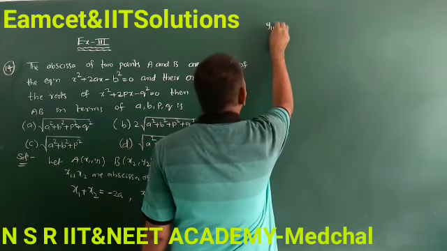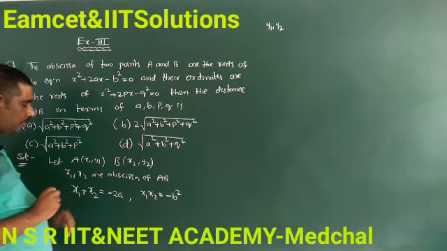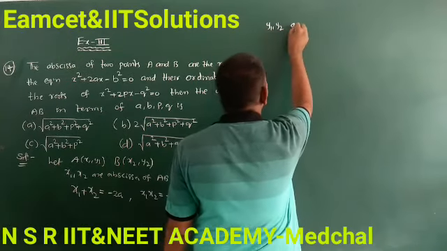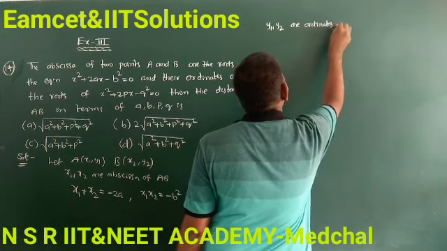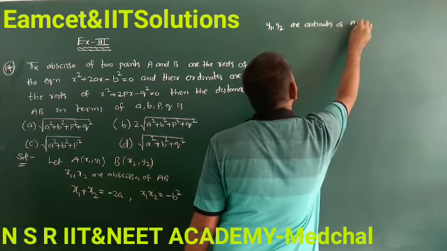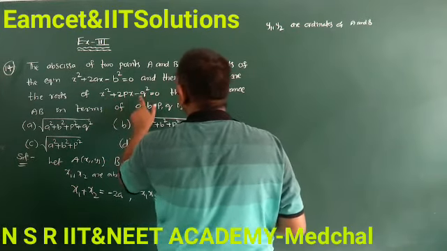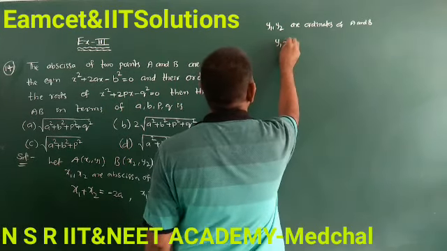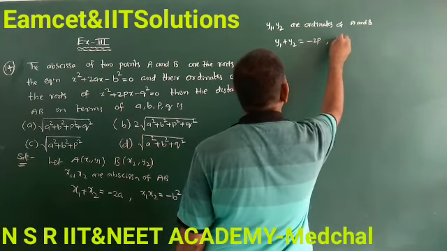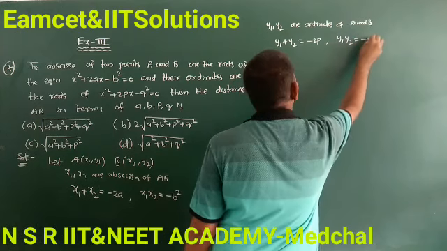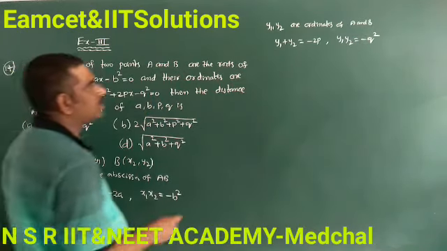Next, the ordinates. So the ordinates of these 2 points are y1 and y2, the ordinates of A and B. So y1 and y2 are the roots of the equation x square plus 2px minus q square equal to 0. Then y1 plus y2 is equal to minus b by a, which means minus 2p, and y1 y2 is equal to minus q square. Now find the distance AB.